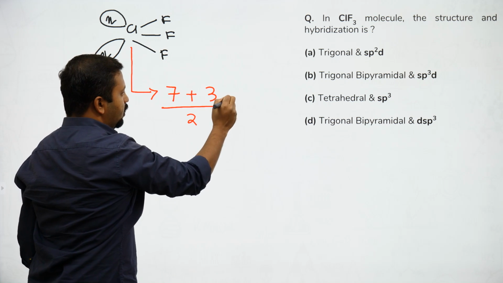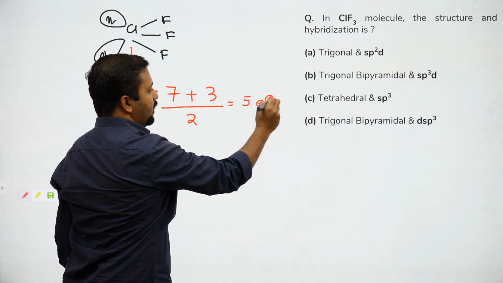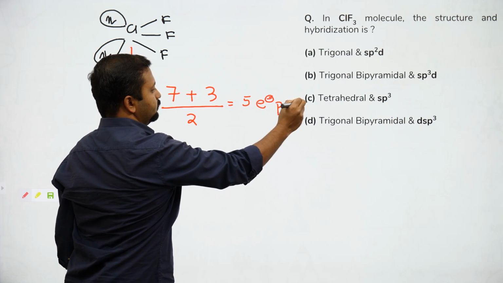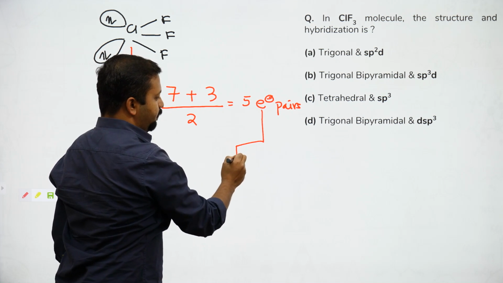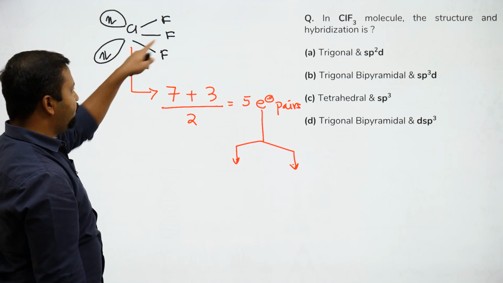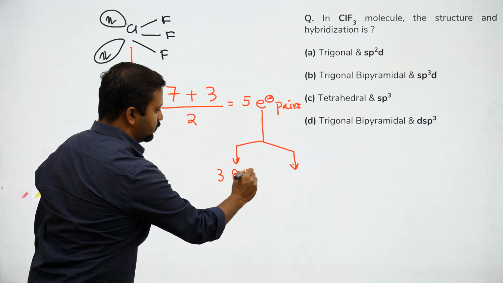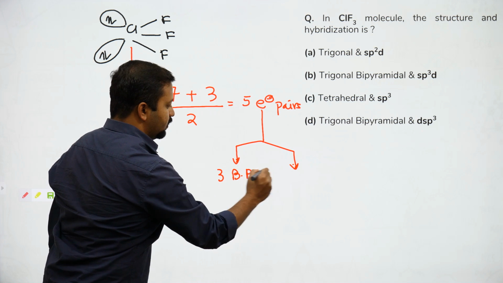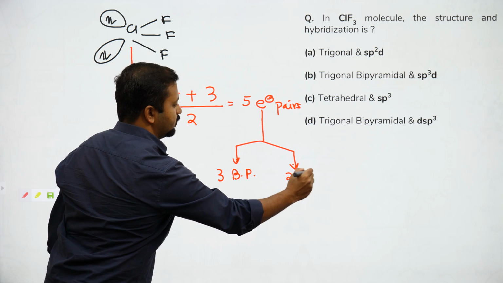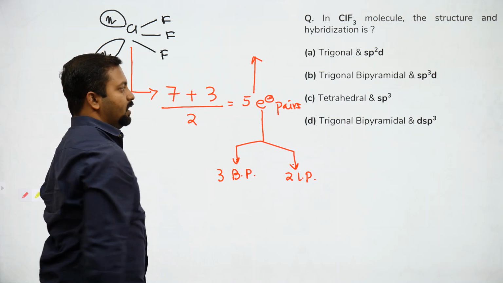So a total of how many pairs can we form? 5 electron pairs. इनको हम डिवाइड कर देते हैं बॉन्ड पेयर्स एंड लोन पेयर्स में. कितने बॉन्ड पेयर्स हो गए, कितने पेरिफेरल एटम्स हैं, 3, सो 3 बॉन्ड पेयर्स एंड 2 लोन पेयर्स. This number will give you the hybridization. How?